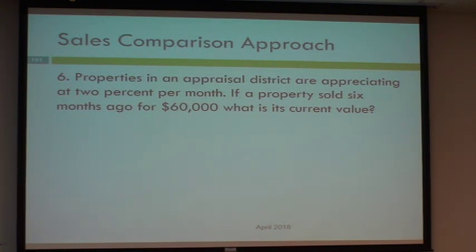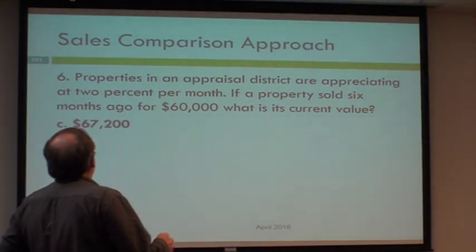We can do 60,000 times 12% and add it back, 67, or we can take 60,000 times 1.12. That's your answer. And the 1 just captures the 60, and the .12 captures the 12% increase. That makes sense? I think it shows you right here.